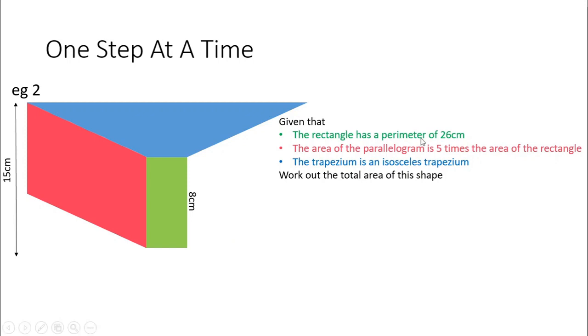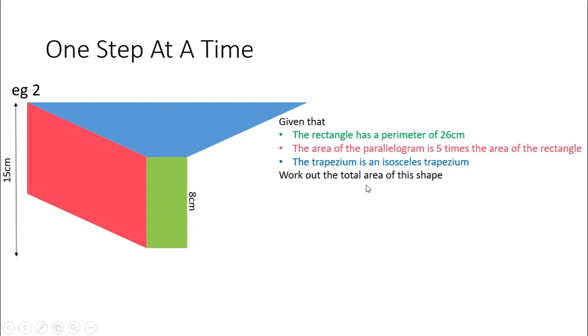The rectangle has a perimeter of 26 centimeters. Okay, that looks like I've got some work to do there. The area of the parallelogram is 5 times the area of the rectangle. Oof, I don't know the area of the parallelogram or the area of the rectangle. And the trapezium is an isosceles trapezium. Okay, that kind of looks like it could be an isosceles trapezium. Work out the total area of this shape.